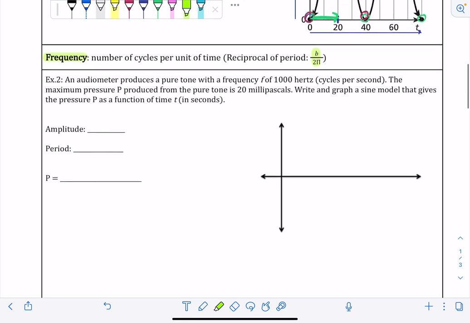So example 2: an audiometer produces a pure tone with a frequency f of 1,000 Hz, as in cycles per second. The maximum pressure P from the pure tone is 20 millipascals. Write and graph a sine model that gives the pressure P as a function of time t in seconds.